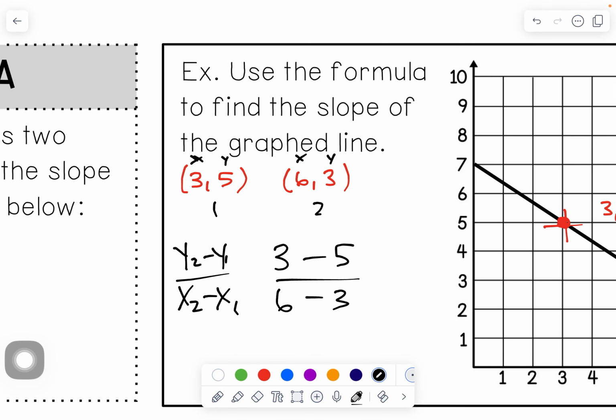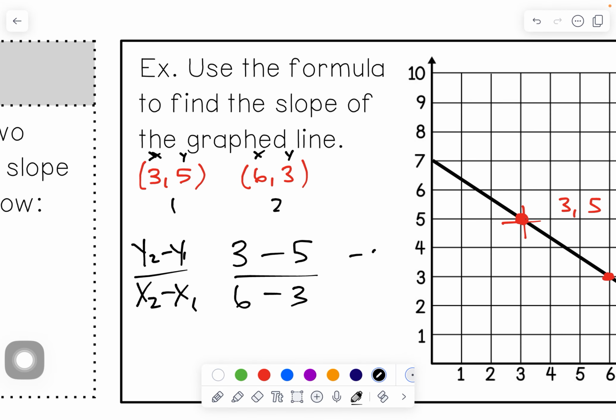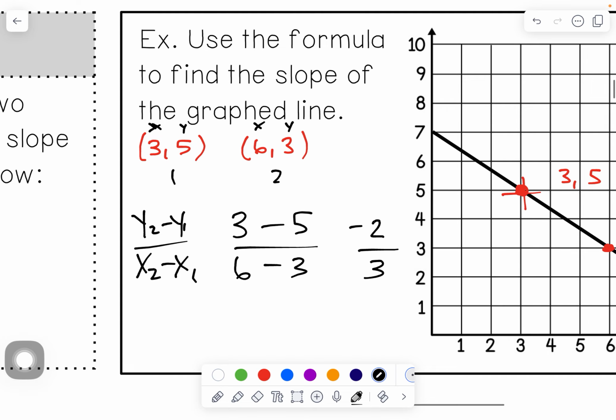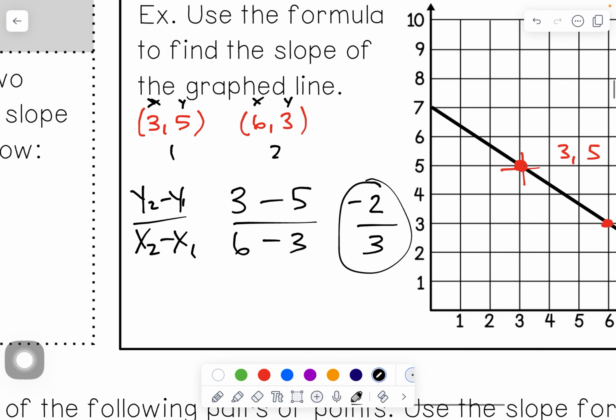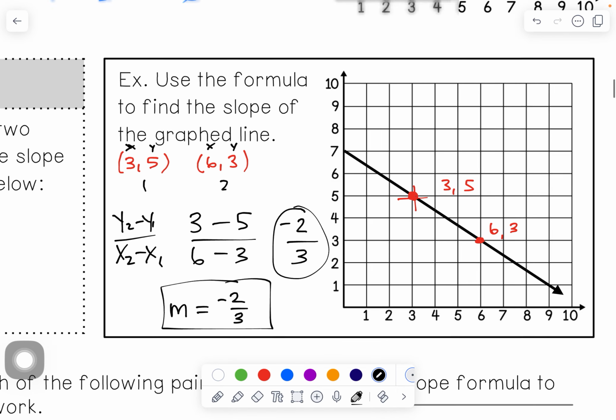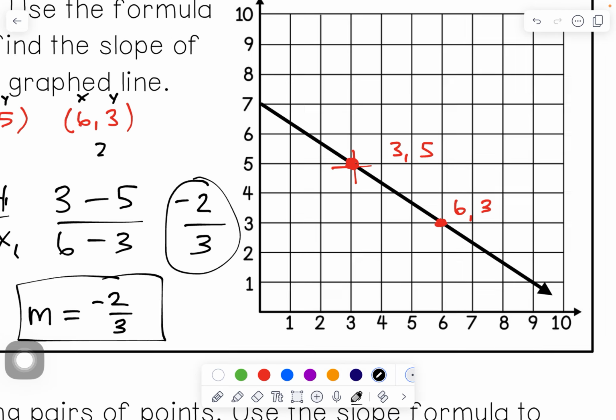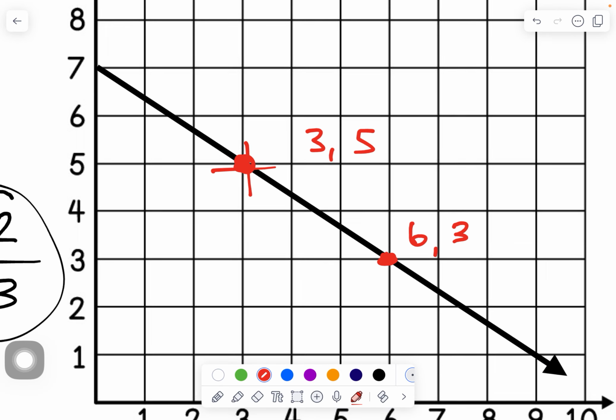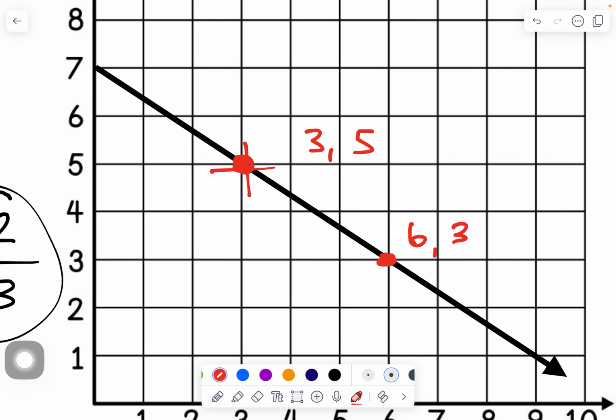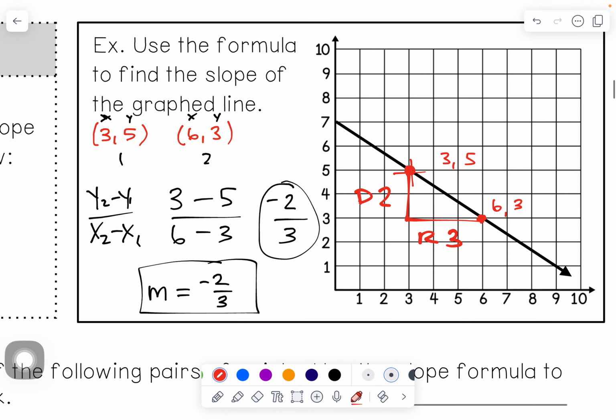Then I actually want to perform the operation. 3 minus 5 is negative 2. 6 minus 3 is 3. I observe that fraction to determine if it can be reduced or not. In this case, it cannot, so my slope ends up being negative 2/3. Now, if I have a graph where I can check that answer, and in this case I do, I can come over here and draw my slope triangle and see that it's down 2 and right 3, which also gives me the negative 2/3 that I found algebraically.